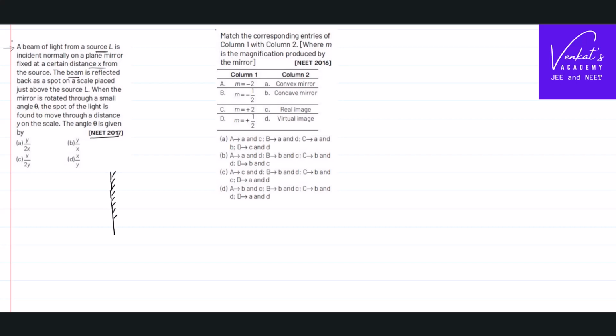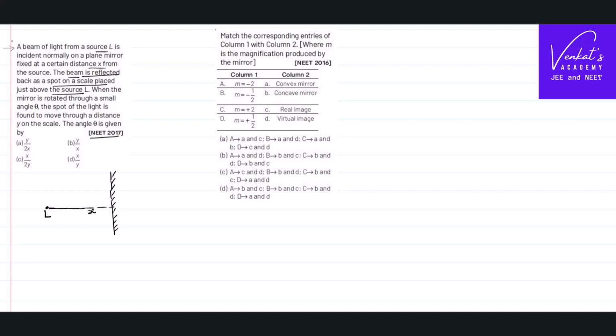whose back is coated with a color. There is a source L, which is at a distance x from the source. The beam is reflected back as a spot on a scale placed just above the source L.